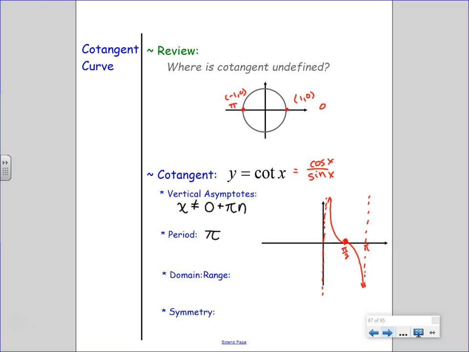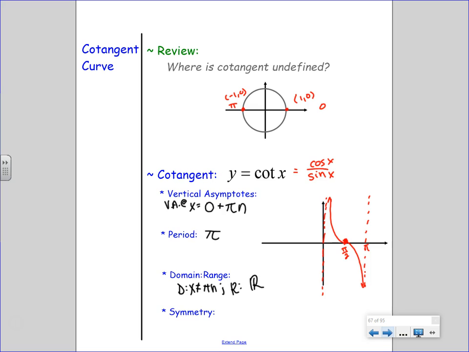Domain, range. Oh, I cheated. I went a little too quick. VA at. So the domain means X cannot be all of those. And the range, well, he's all real numbers. Forever high, forever low. Just like tangent.